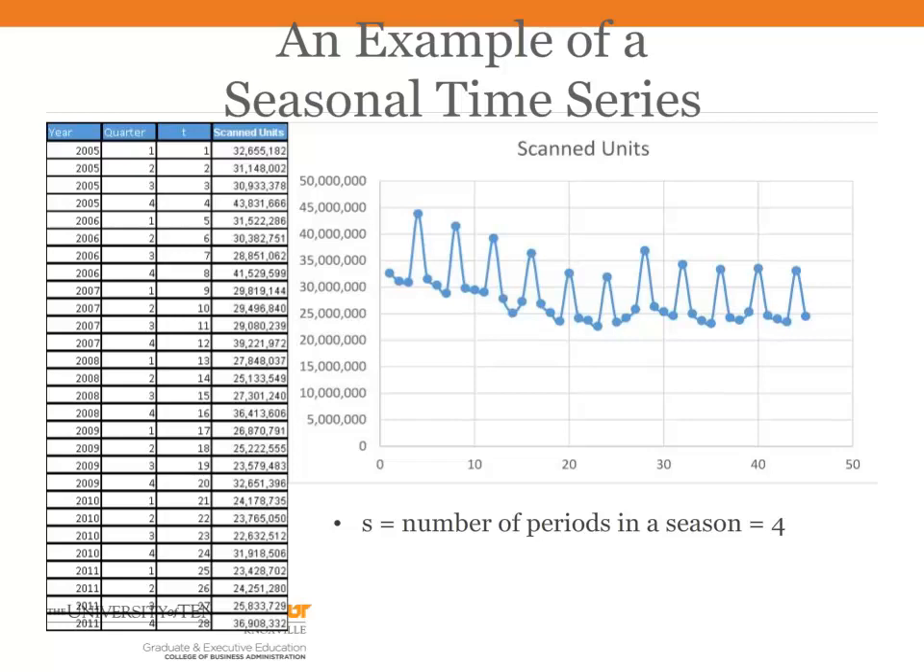Here are some data showing the quarterly sales of a retail product. The title scanned sales means that this is the number of units sold at checkout. As you can see, this product sells about 1.5 times as much in the fourth quarter as it does in the other quarters. So this could be something that sells a lot during the holiday season. So we have a seasonal time series, and the number of periods in a season is equal to 4 because there are 4 quarters per year. And we call that number S. Notice also that the sales are trending downward, so we will eventually need to capture both the seasonal pattern and the trend in our model.